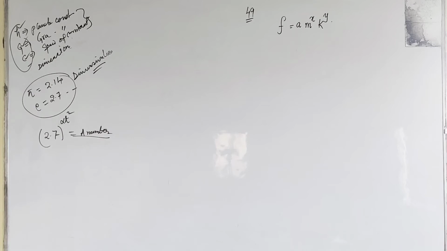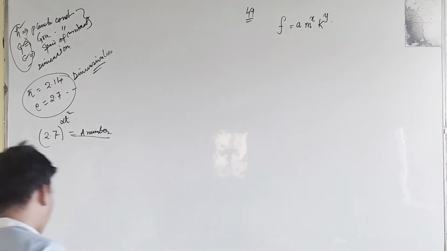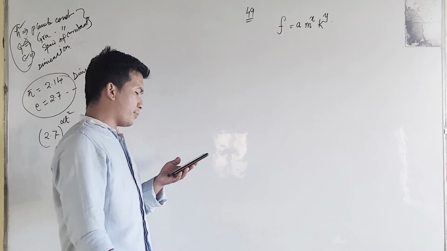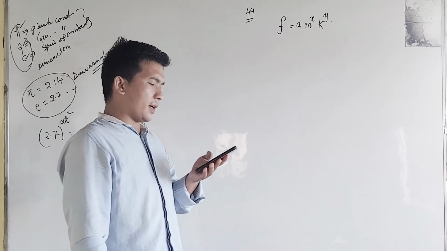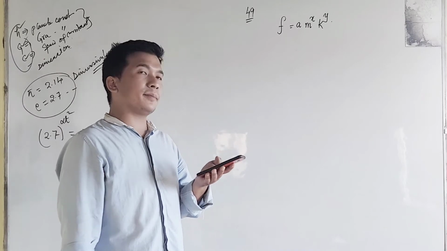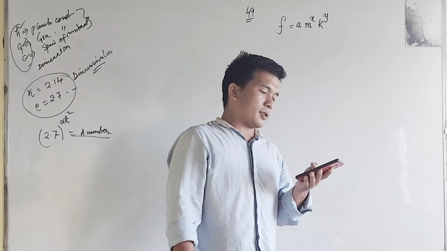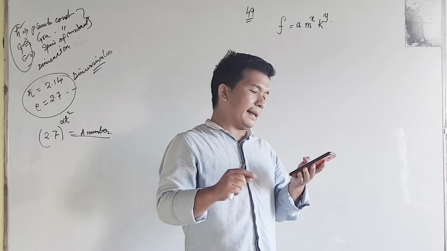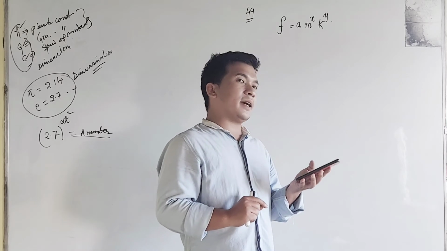For this question number 49, we are given: the frequency of vibration of a mass m suspended from a spring of spring constant k is given by frequency f equal to a m raised to power x k raised to power y, where a is a dimensionless constant. Find the values of x and y.